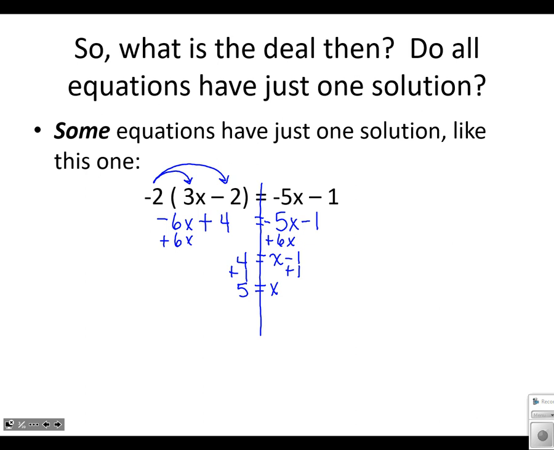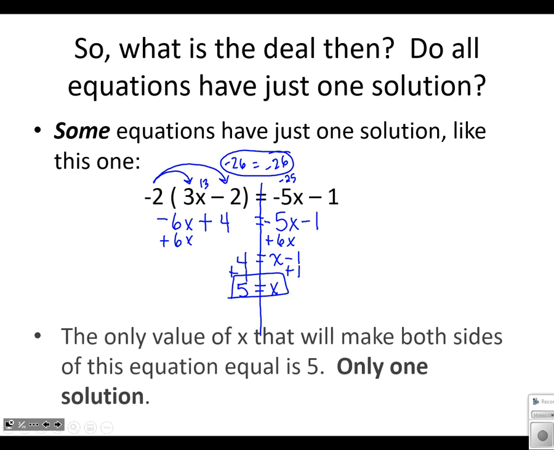I'm going to check it. 15 minus 2 is 13. That would be 13 times negative 2 would be negative 26. Over here, negative 5 times 5 is negative 25. Minus 1 is negative 26. So, yeah, it's the right answer. So the only value of x, the only number we can plug in there for x that will make both sides of this equation equal, is x equals 5. There is one solution to this.